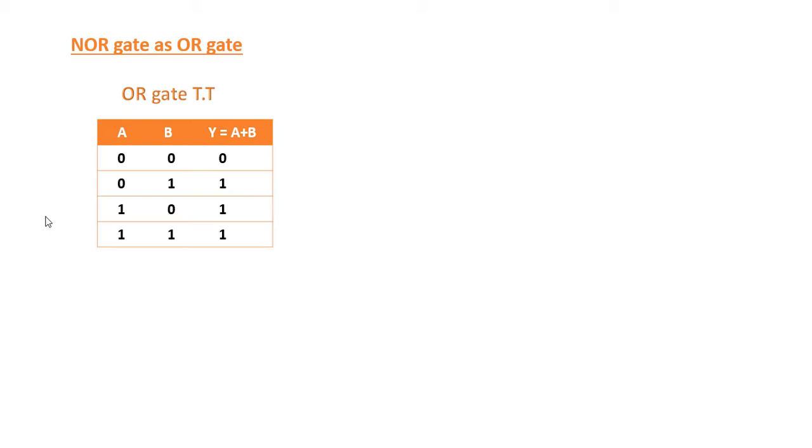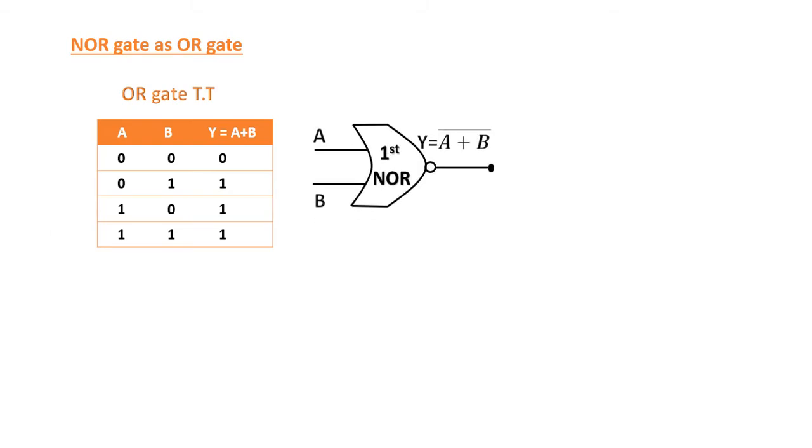To prepare OR gate from the NOR gate, we will combine two NOR gates. This will be my first NOR gate. Here A and B represent the inputs of my first NOR gate, and Y is equal to (A plus B) complement represents the output of my first NOR gate.